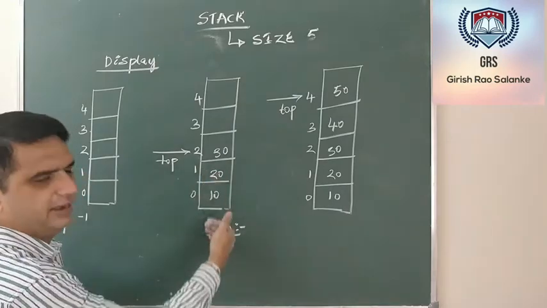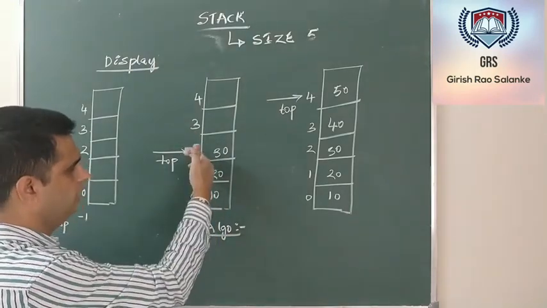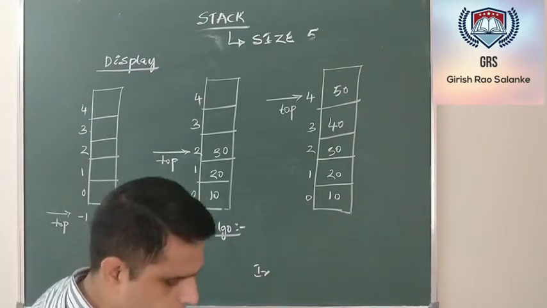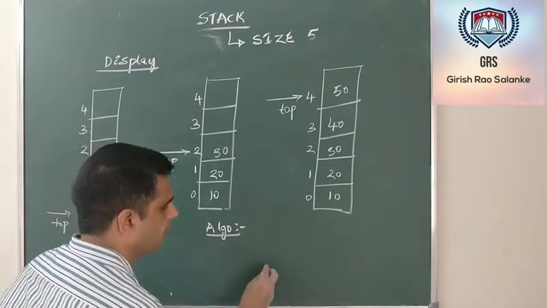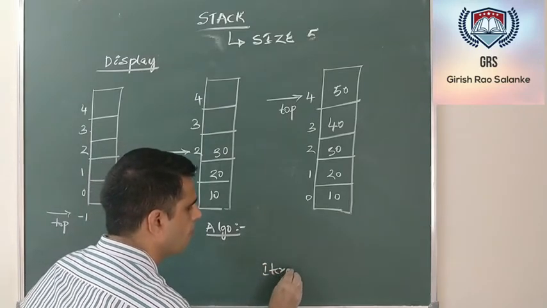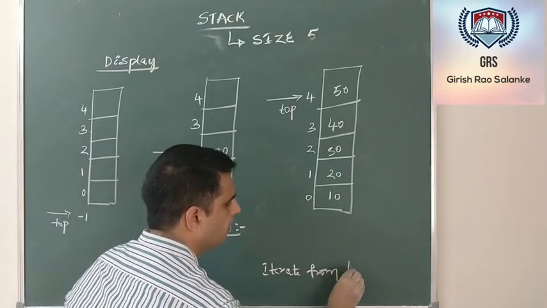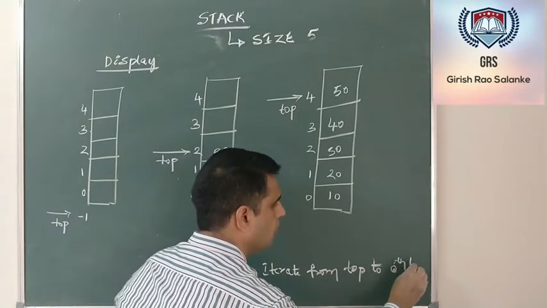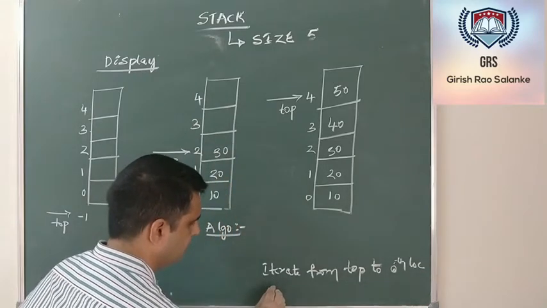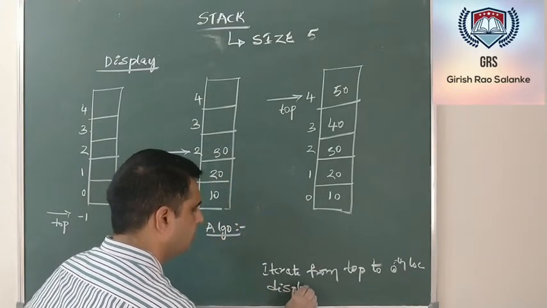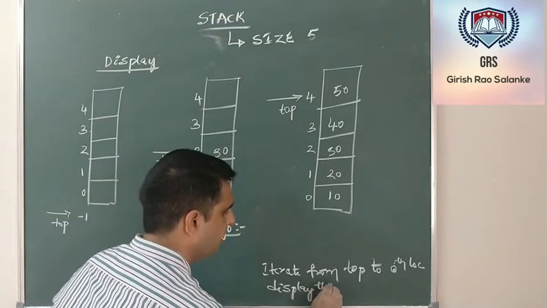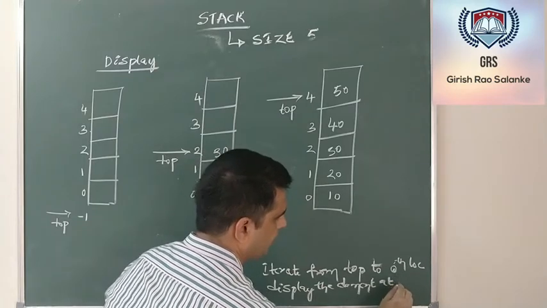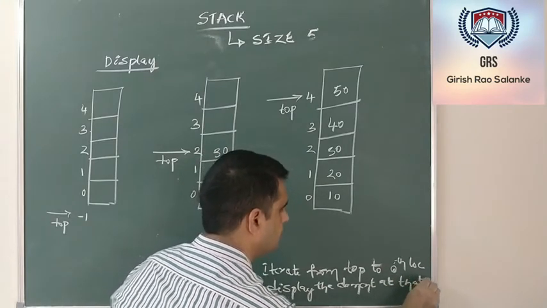How to display? Just iterate from top to 0. Iterate from top to the zeroth location, and just display the element at that particular location.